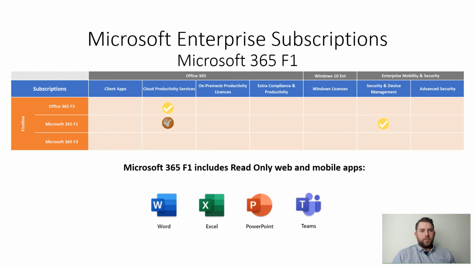As with all of the Firstline subscriptions, the cloud productivity services are stripped down, but this time you only get some of them. So you do get SharePoint and Teams, for example, but you don't get Exchange, so no email. You get the additional security services that come with F3, but you don't get the Windows licenses.